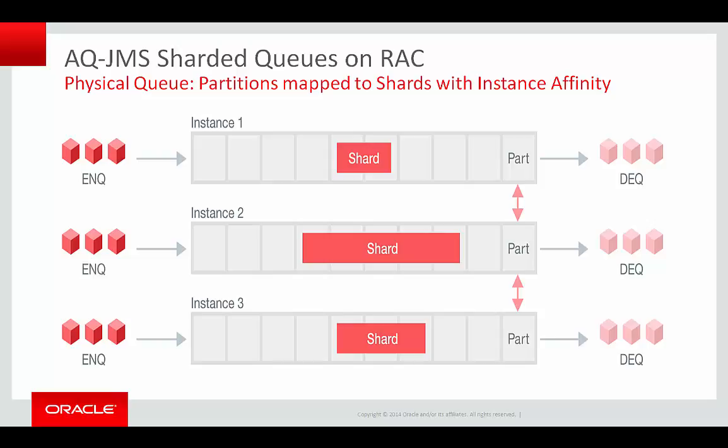Now, these shards are broken up into sub-shards, and those are the little gray sub-boxes inside each of the instances. And these boxes are actually done by partitions. The gray box is a partition table. There is actually one partition table for all 3 instances, but the partitions within that partition table are assigned to an instance.